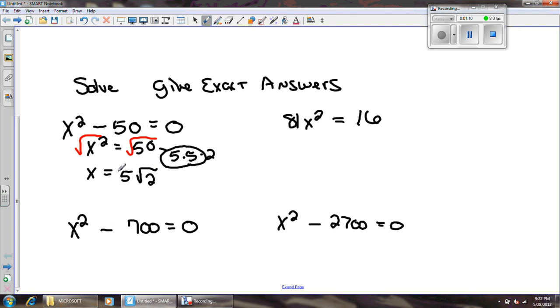Okay, if we're actually solving, we're going to call this plus or minus, just like in the quadratic formula. If we're just simplifying a rad, then we'll only use the positive. Remember, the rad is the positive square root.